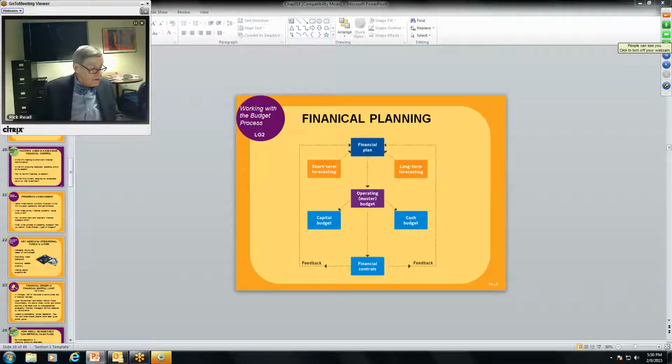You can see this slide here in figure 18.2 at the bottom of page 497. And it shows us up here at the top our financial plan. And then, if you will, the operating budget is in the middle. And then what revolves around the operating budget, although this is not done in a circle, but you could see it as a circle. Long-term, short-term, long-term, short-term, capital budget, cash budget, and then the financial controls.